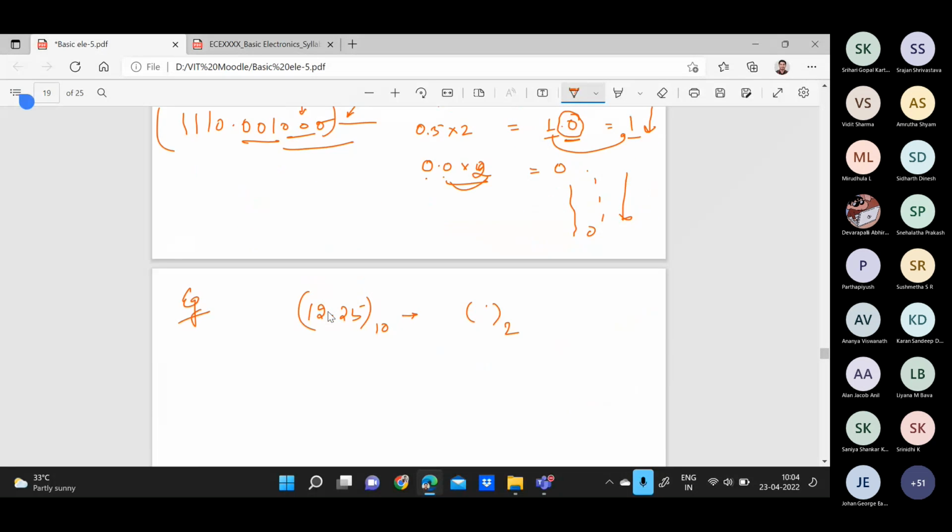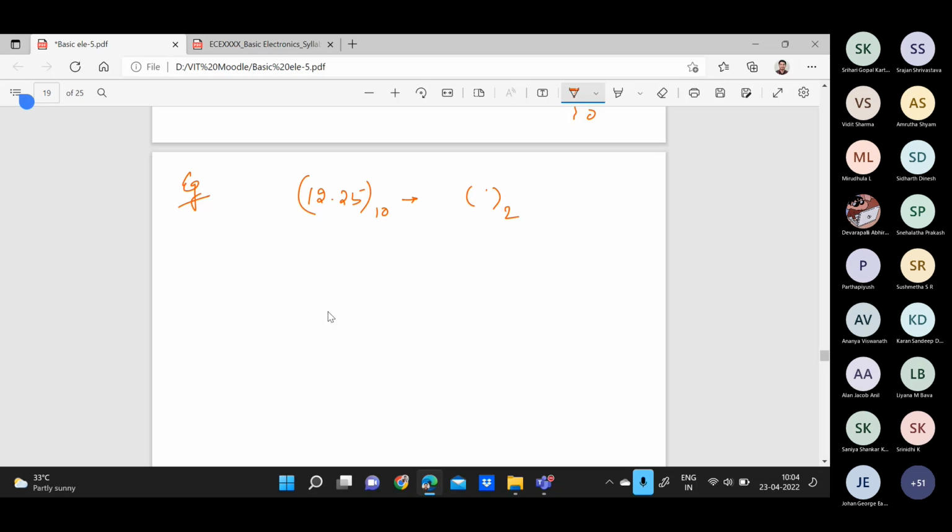Okay. So now you try with this question. This says you have a decimal number of 12.25 and you have to convert it into the binary form. So what is the first procedure? Separate the number. Okay. What is that? You have to keep your integer number like this and the decimal number separately. Now this is your integer number. So what you have to do? Divide it by 2. Start dividing by 2. So what you will get here? Tell me.